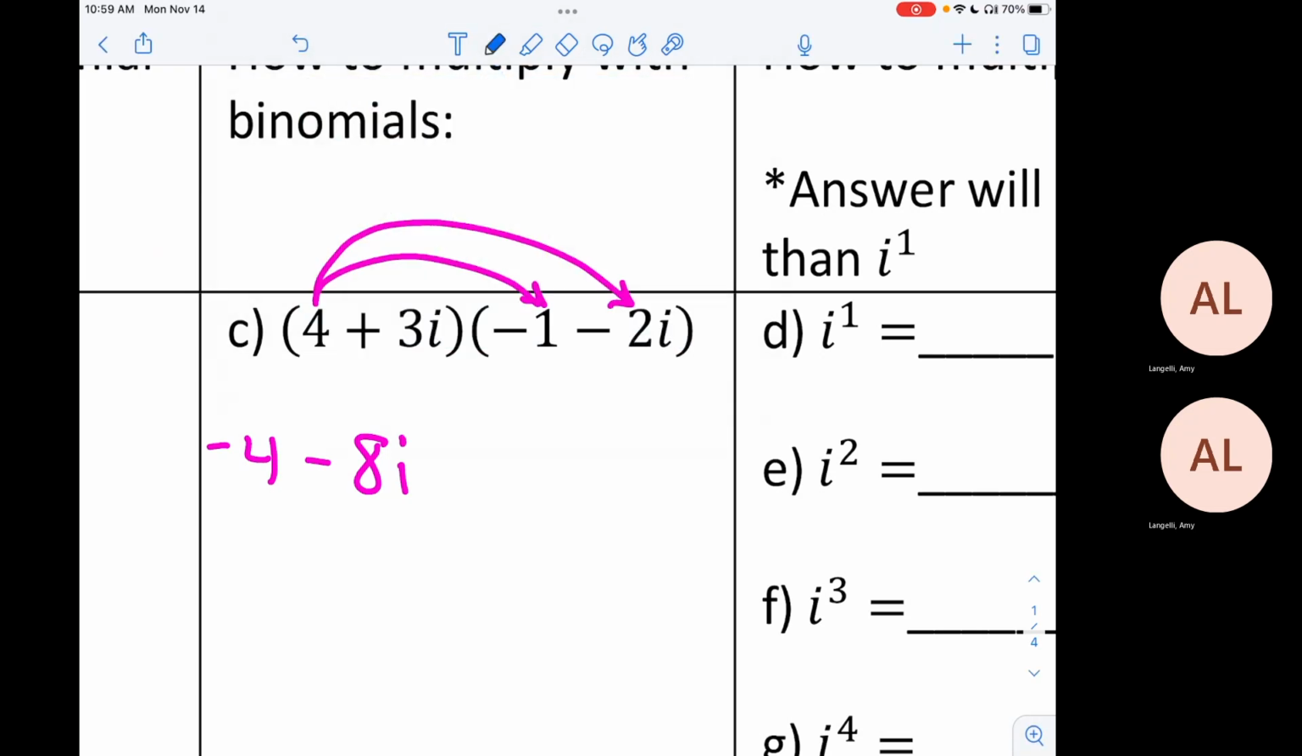Come and change colors. What does this one make when you multiply? -3 with an i. And what does that arc make when you multiply? -6i squared. Now we're going to combine our like terms, and we're going to turn your i squared into a -1.